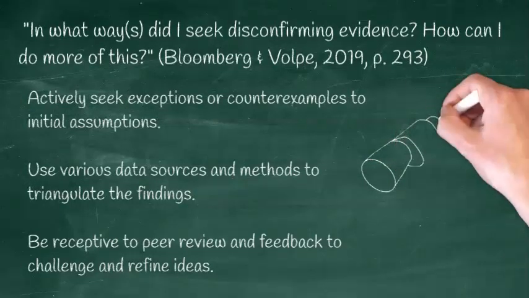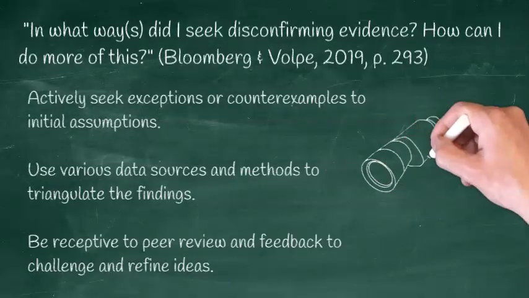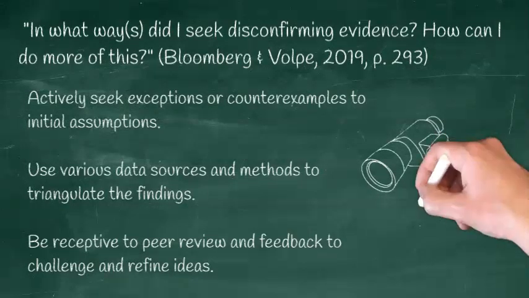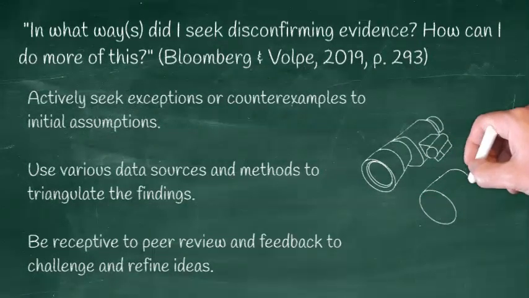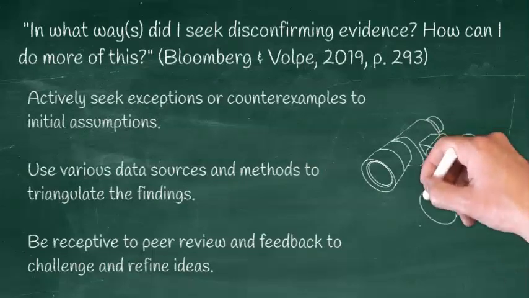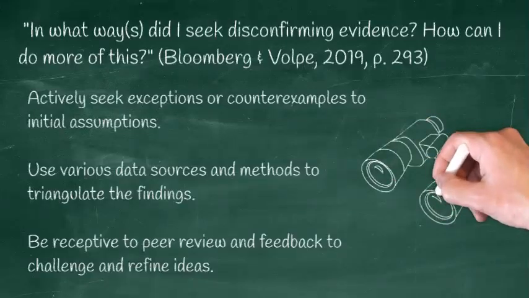To seek disconfirming evidence, researchers can actively seek exceptions or counterexamples to their initial assumptions, use a variety of data sources and methods to triangulate the findings, and use peer review and feedback to challenge and refine their ideas.